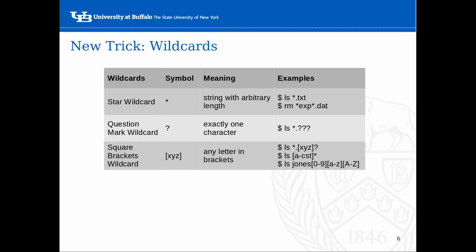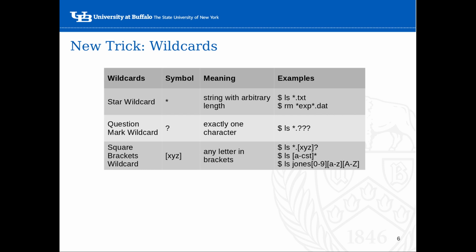And we have 3 different wildcards. The first is called the star wildcard. Just look at the first row first. A star in a string simply means it is a string of arbitrary length. It can be 0 or arbitrary length. So this is an example like ls star.txt. It means it lists everything ending with .txt, but it can be anything before that.